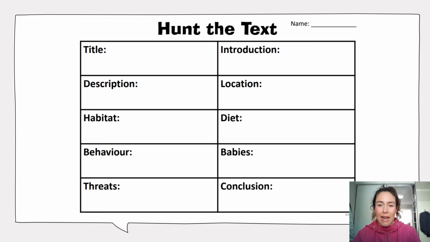What we're going to have a look at now is we're going to use this page here called Hunt the Text, and we're going to write down and fill in the boxes here using two texts that we'll find on the next two slides in this video. You can also find the resources of Hunt the Text and the texts that we're going to look at in your timetable as a screenshot in the pages down below.